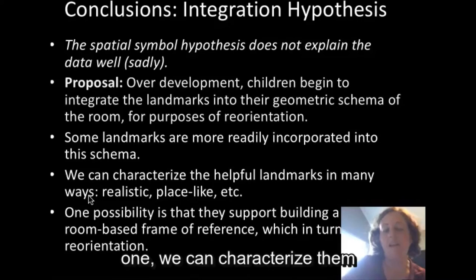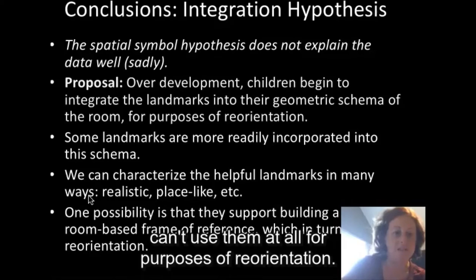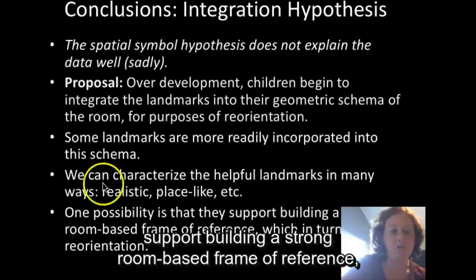We can characterize the helpful landmarks in some ways as more realistic, more place-like, and I'm not sure what the right descriptors are, that also explain why three-year-olds can't use them at all for purposes of reorientation. One possibility is that the more helpful landmarks support building a strong room-based frame of reference, and that in turn supports reorientation.